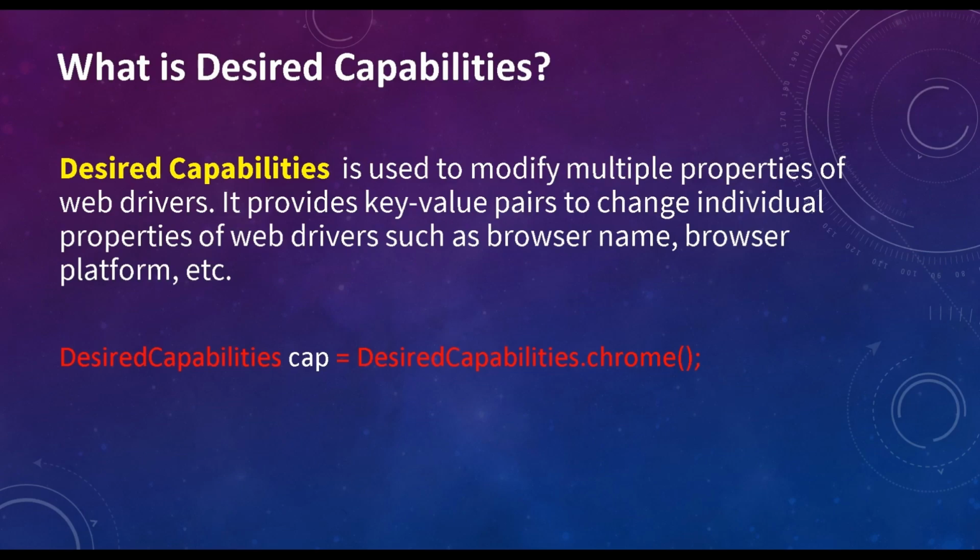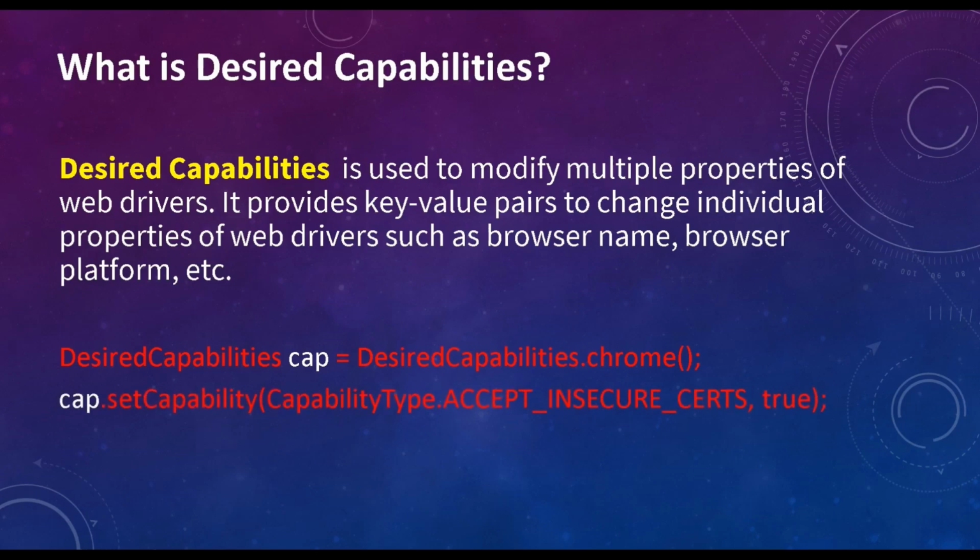So to use these features of desired capability, you need to create an object for this desired capability. So DesiredCapabilities cap equal to DesiredCapabilities.chrome. Here we are going to do the capability for Chrome, that's why it's Chrome. Even if you remove this, it will work fine. And you need to import the package for this particular desired capability.